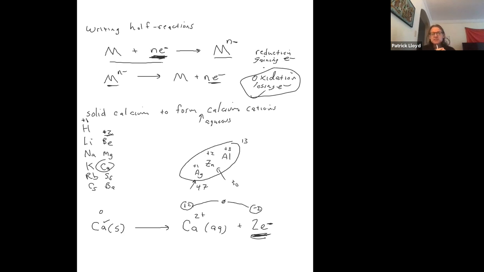But some textbooks won't say that. They'll just write the half reaction for calcium to calcium 2+ or to calcium cations, and they won't tell you whether it's oxidation or reduction. So you can figure that out just by remembering that if the electrons are on the product side, that's oxidation. If they're on the reactant side, that's reduction. And you just add the electrons to the more positive side. So let's take a look at another example.